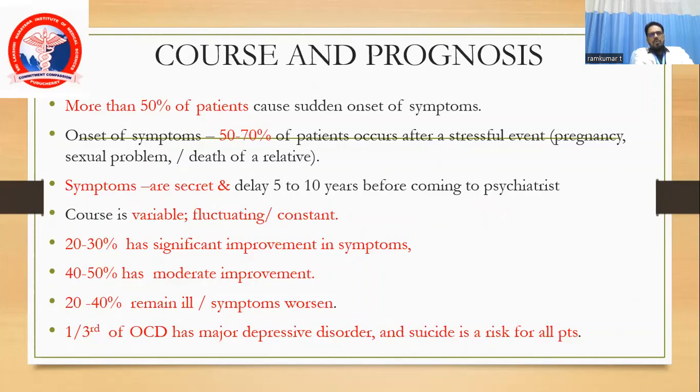Course and prognosis. More than 50% of patients have sudden onset of symptoms. Symptoms are kept secret or delayed 5 to 10 years before coming to a psychiatrist. Course is variable, fluctuating, or constant. 20 to 30% have significant improvement in symptoms. 40 to 50% have moderate improvement. 20 to 40% remain ill or symptoms worsen. One-third of OCD patients have major depressive disorder, and suicide is a risk for all patients.